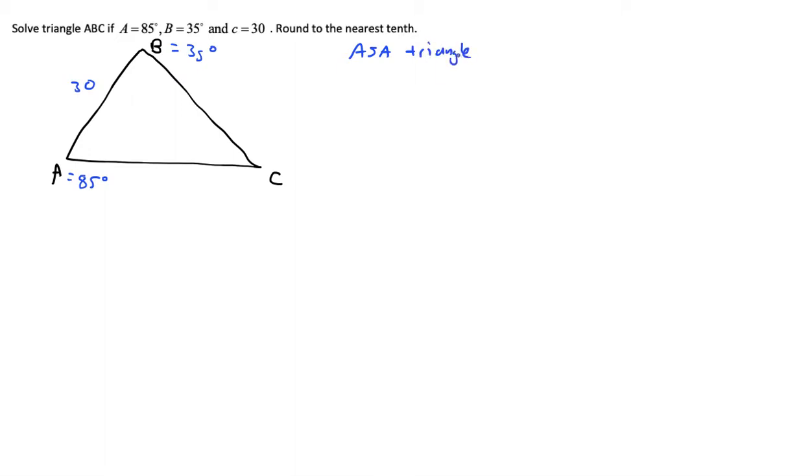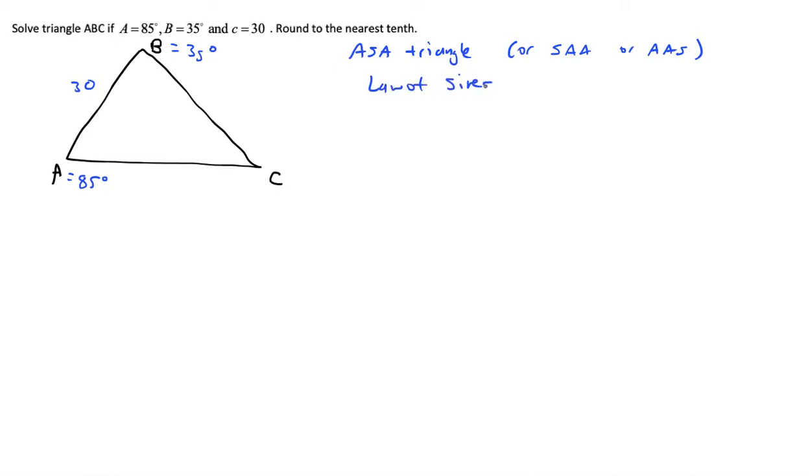Now, you realize, as long as two angles are given, we can always find the third angle, because we know that the sum of the angles in a triangle is 180 degrees. So we call it an ASA triangle, but it doesn't matter, SAA or AAS. As long as we have two angles and any side, the side doesn't have to be in between the two angles, then it qualifies as one of these three. So in that case, we need to use the law of sines.